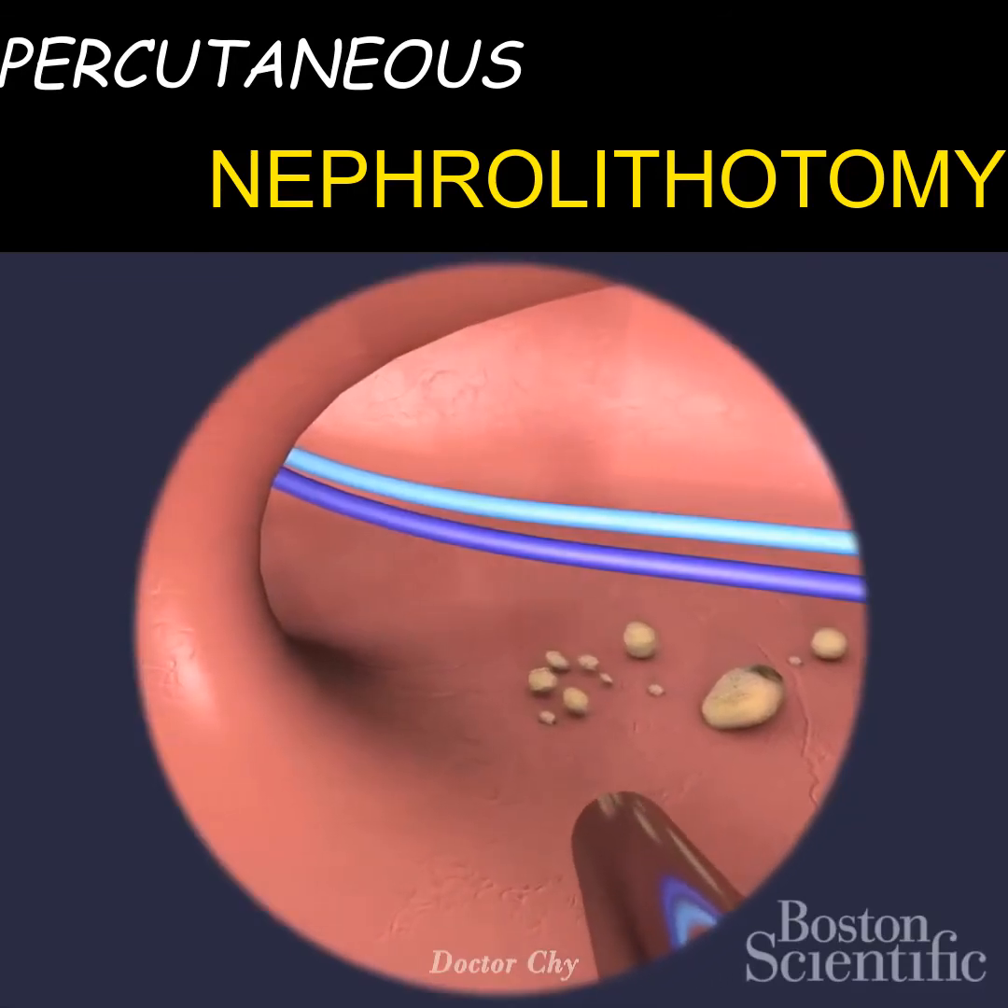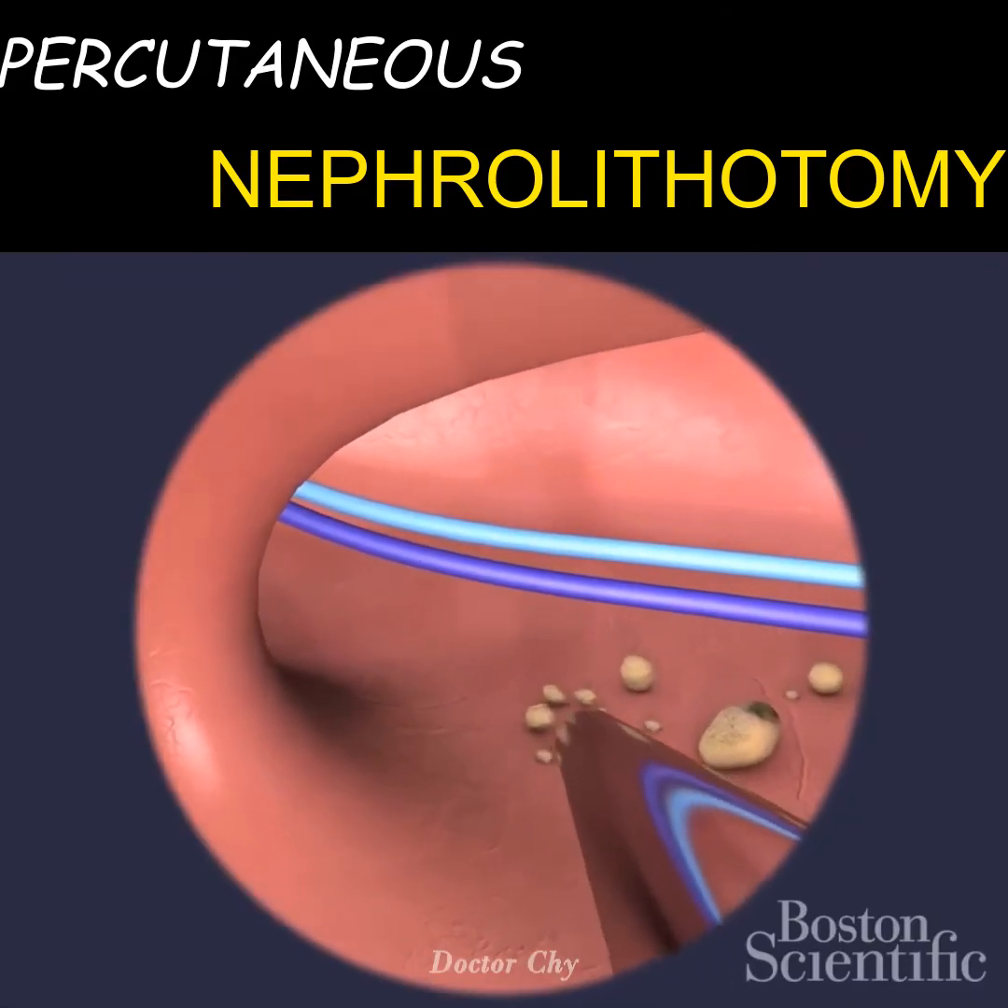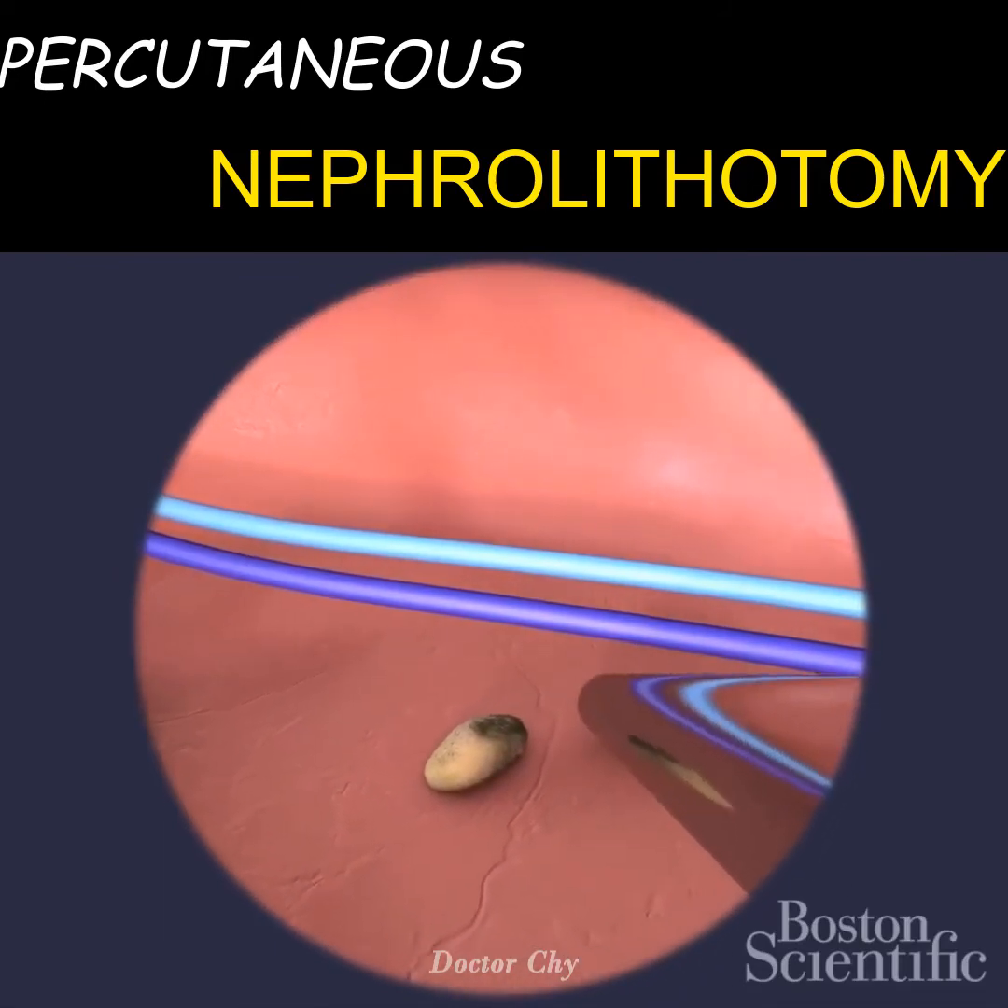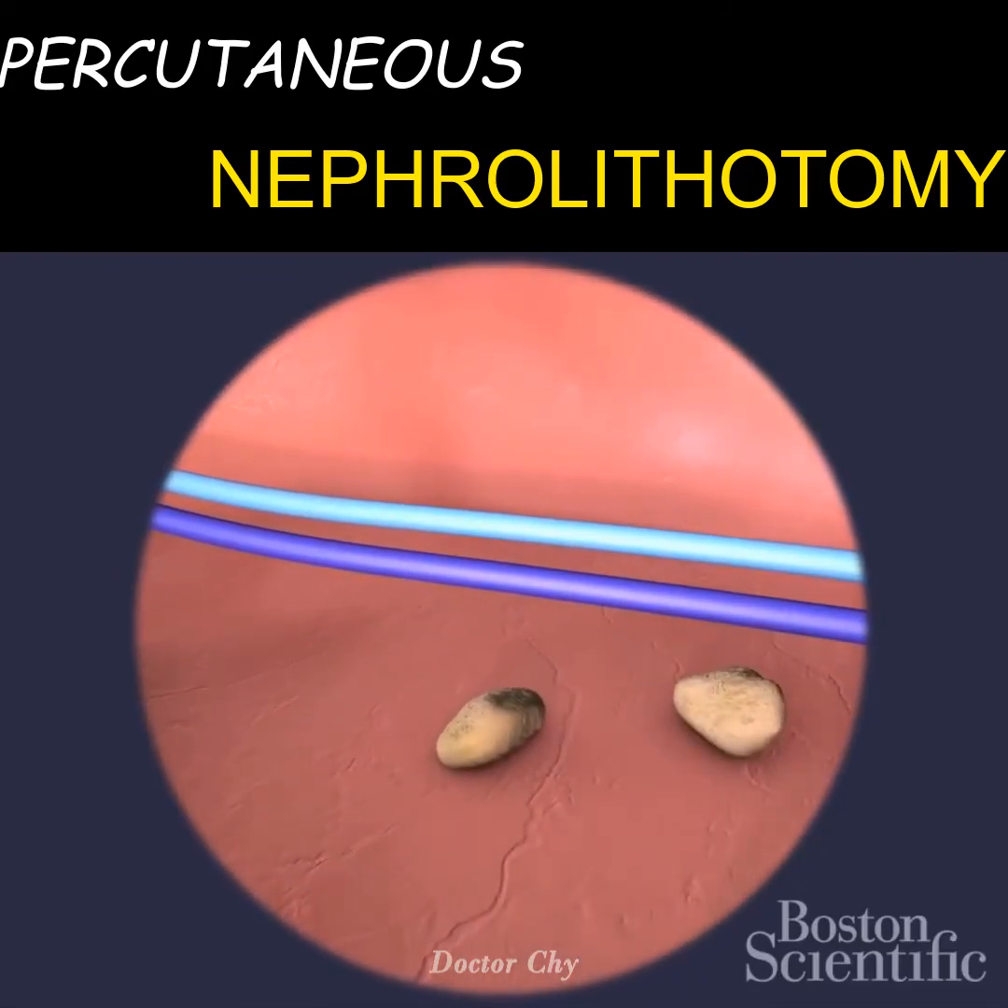Irrigate and remove smaller stones using the lithotripter probe. Remove the lithotripter. Insert rigid graspers through the nephroscope to collect stones. Remove the stones and the scope.